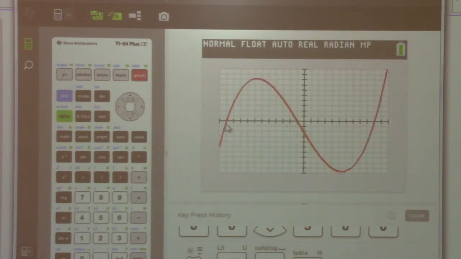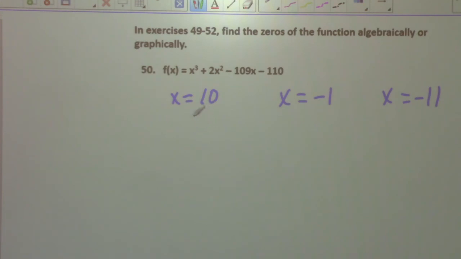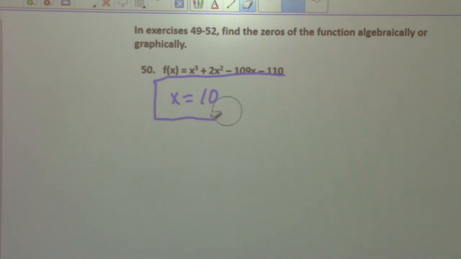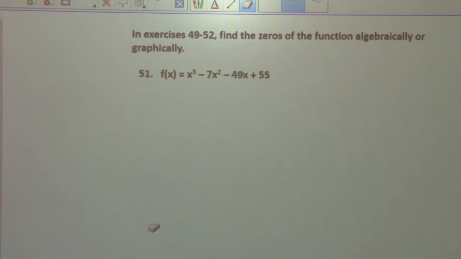So here's the negative 11, negative 1, and 10. There they all are. Okay? What does this end up being kind of an exercise in doing as much as anything else? Using your calculator, right? Manipulating your calculator to find this.